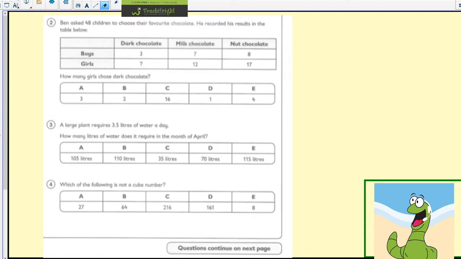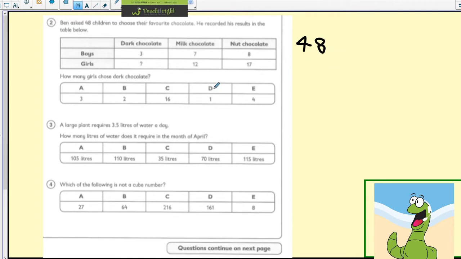Next question. Ben asked 48 children to choose their favourite chocolates, and he recorded his results in the table below. How many girls chose dark chocolate? Right, so we're obviously missing that fact. Where can we start using things? So we know that the total needs to add to 48. That's what the question tells us.